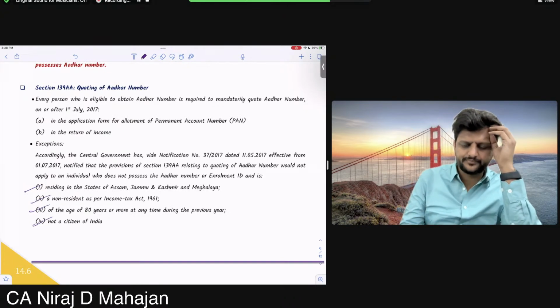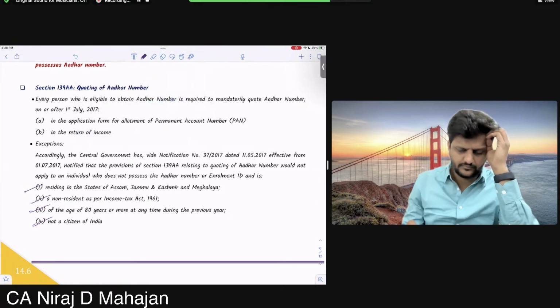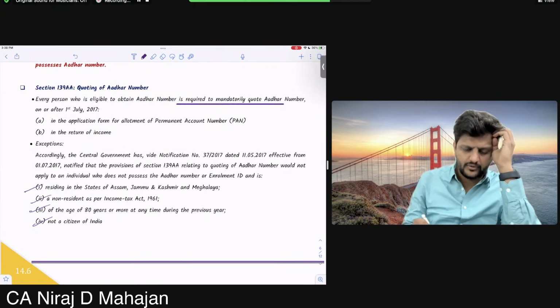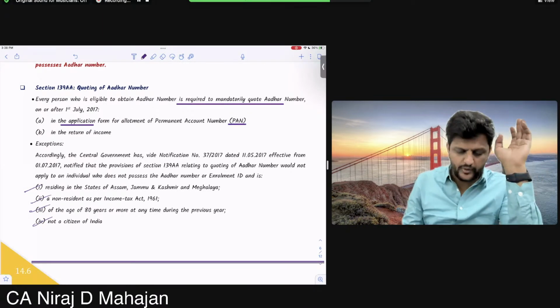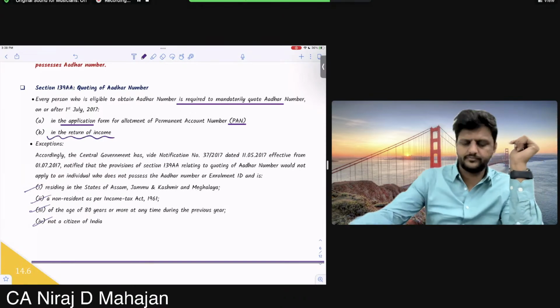Quoting of Aadhaar. It is required to manually quote Aadhaar. Where? In the application for PAN, compulsory. So to get the PAN itself, Aadhaar is required, or Aadhaar is also compulsory now in the return of income. Compulsory.